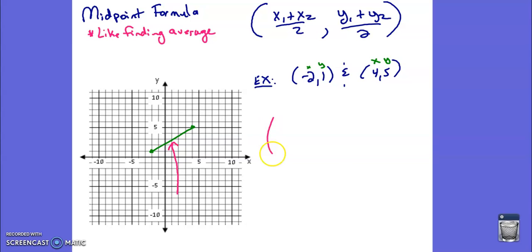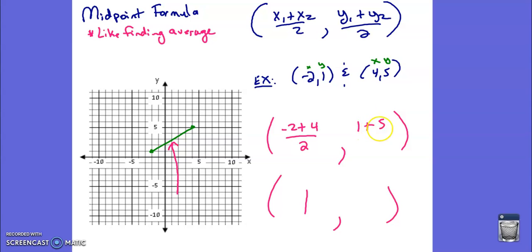All right, so we're going to just follow that formula. We're going to add the 2 x values together, so -2 plus 4, divide that by 2. And that is 1. And if I take the 2 y values, add them together, 1 plus 5 divided by 2, that is 3. And so I do get the point 1, 3.